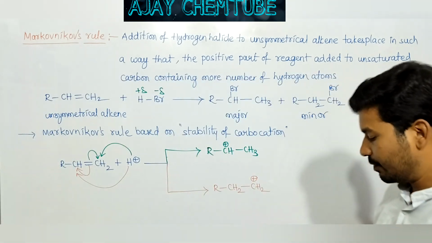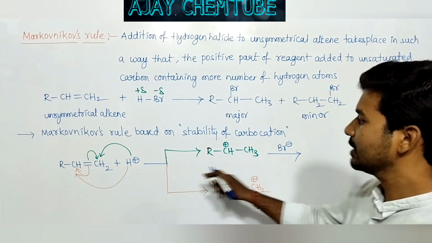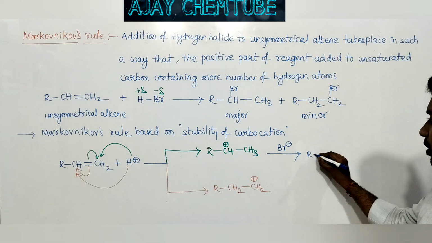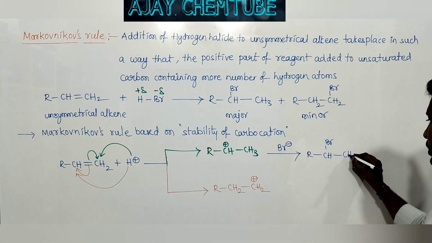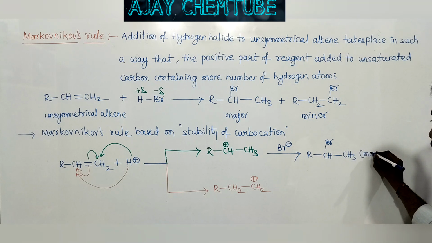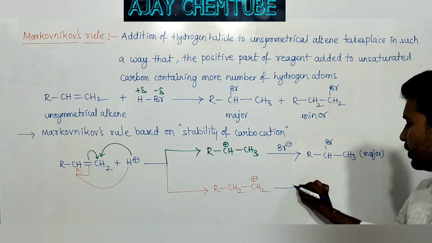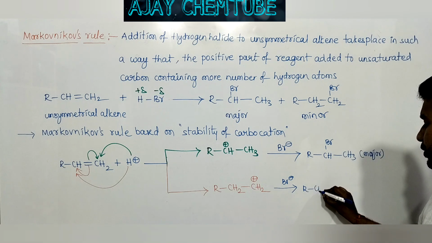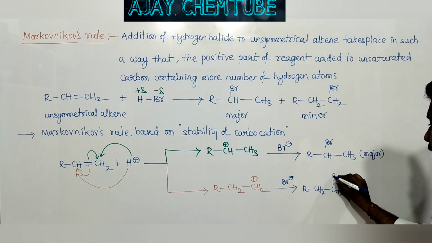So what is the next step? Addition of Br minus. In step 1, H plus is added. In the second step, Br minus. So what is RCH? Here what is added? Br and CH3. So what I am saying, this is the major product. If it is formed by Br minus addition at CH2 and CH2, here bromine addition takes place.